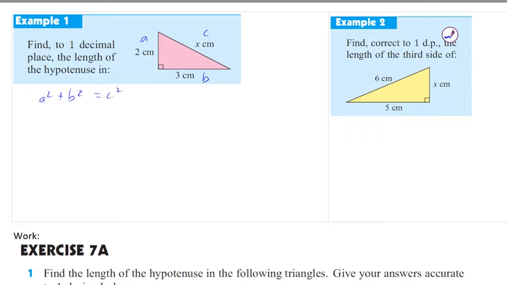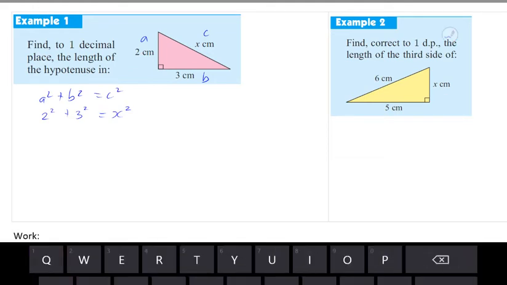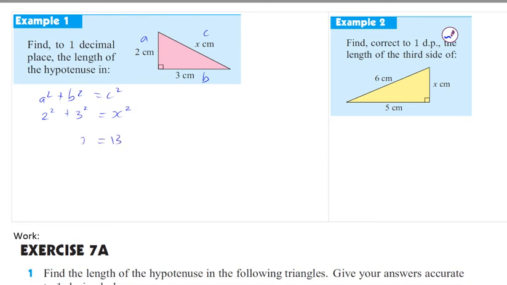Okay? Alright, next step of working is to do what? Put in the numbers that we've been given. So A we've been told is 2, B we've been told is 3, and C is what we're looking for, so that's X. Okay, got to remember to put the squares in there as well. Okay, alright, so now we work out what 2 squared and 3 squared is. So 2 squared is 4, 3 squared is 9. What's 4 plus 9, Josh? 13. So X squared equals 13. Alright, so how am I going to find what X is if X squared is 13? Square root. So X equals the square root of 13.